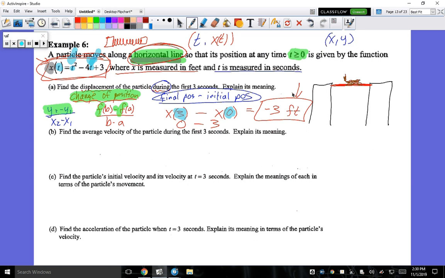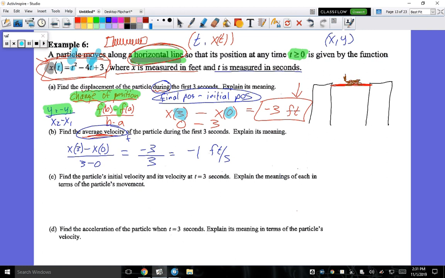Now, real quick, find the average velocity of the particle during the first 3 seconds. So the average velocity is going to be this right here. It's the change in position, which is that, over the change in time. y2 minus y1 over x2 minus x1. And we found out that the top was a negative 3. The bottom is just 3 seconds. So what would this be? Anyone? Negative 1. What are my units? Feet per second. Okay, because this is a velocity.